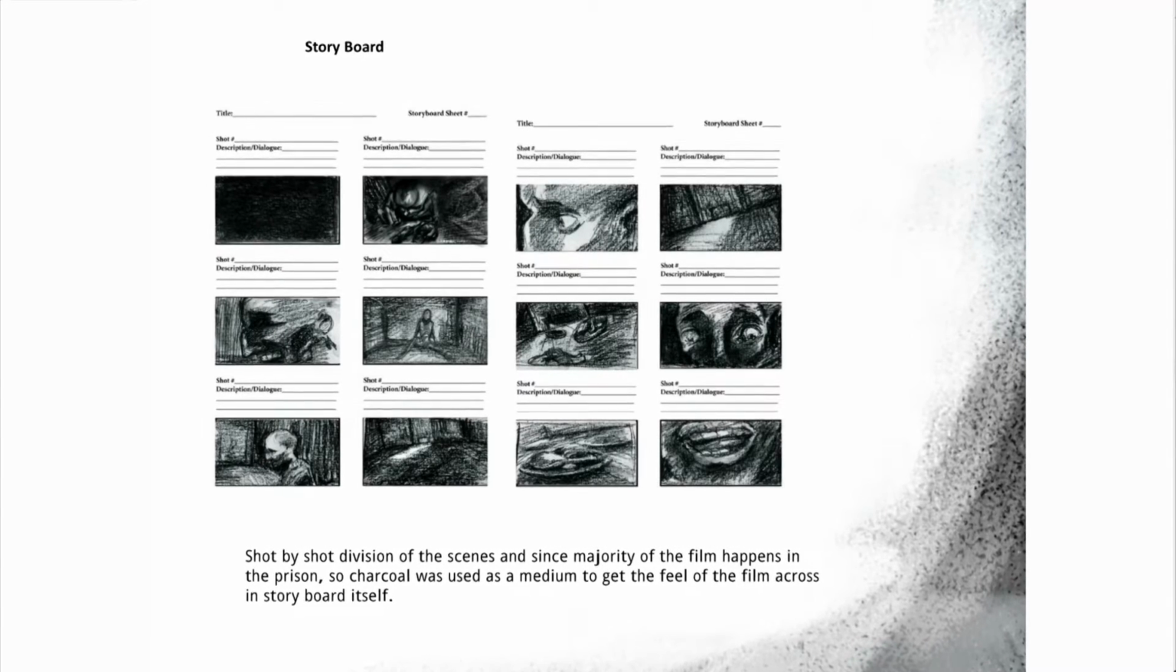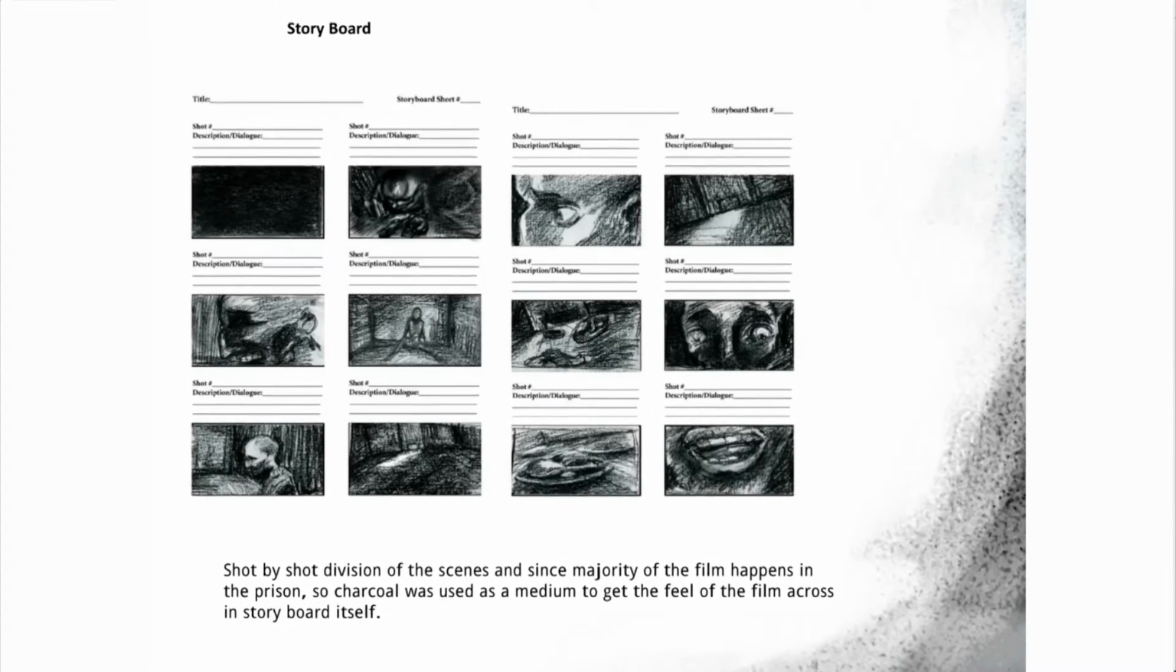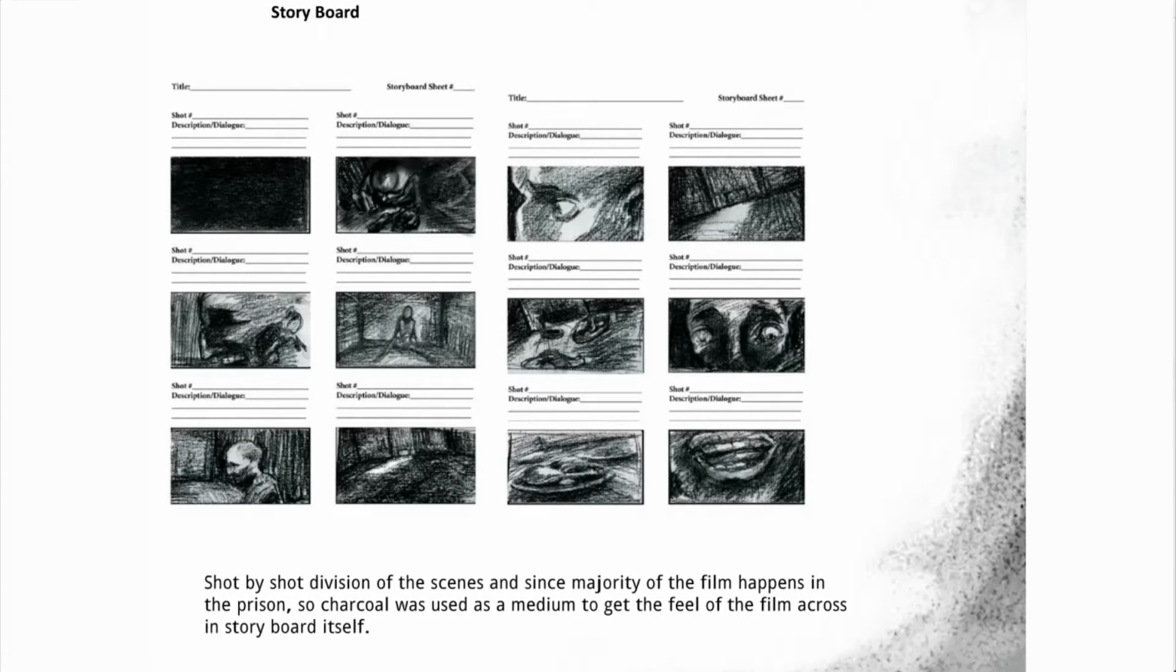Later on, a storyboard was made on the basis of the final script, which helps you see the movie in a visual sequence. So these are some of the storyboards done. If you see this, these are basically shot by shot divisions of the scenes, and since the majority of the film happens in the prison, the director thought that charcoal would be a better medium to get the feel of the film across in the storyboard itself.